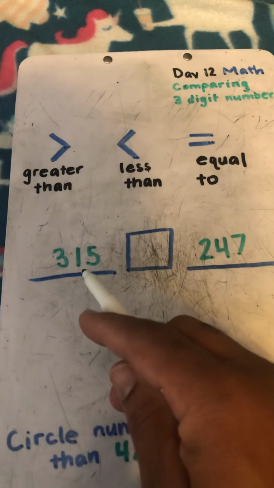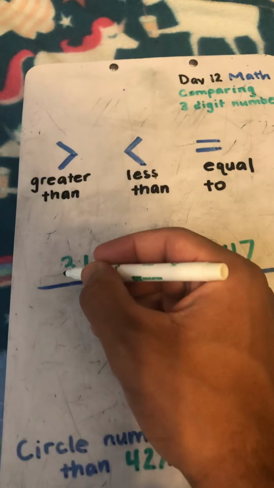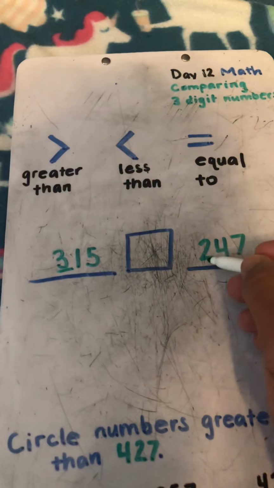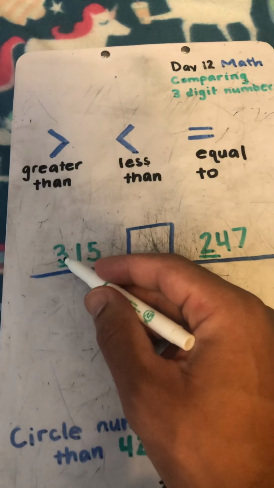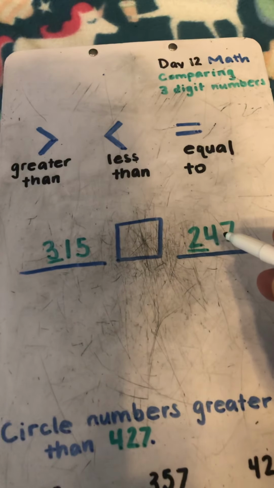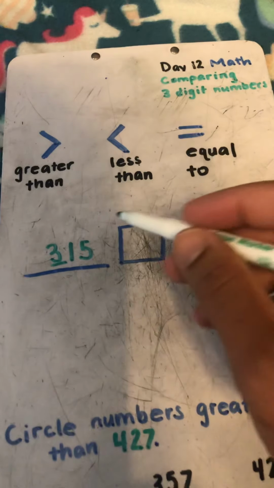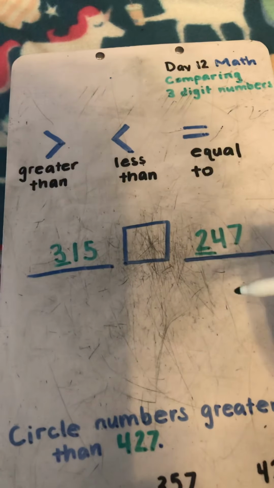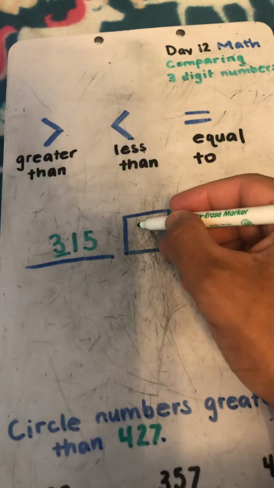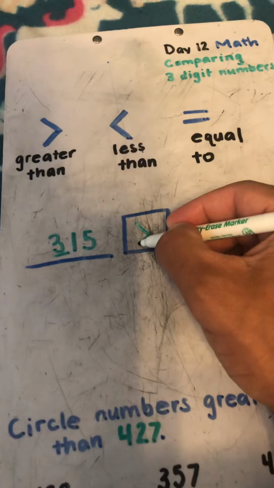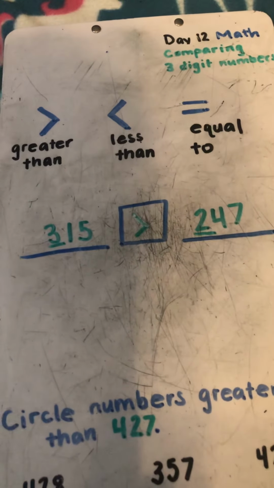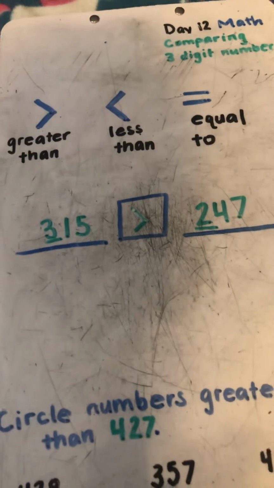Well, in this case, when I look at 315, I notice that the first thing I have to look at is their hundreds values. My first number here has 3 hundreds. My second number here only has 2 hundreds. So right away, that tells me that this value is going to be bigger than 247. For this reason, I'm going to put my greater than symbol. Okay? Let's take a look at another.